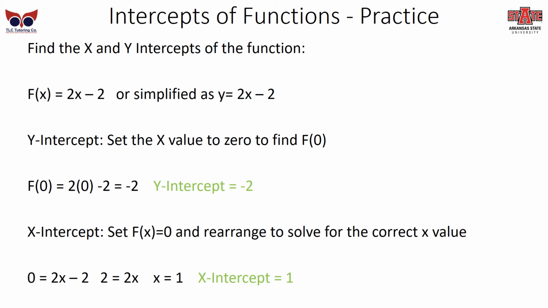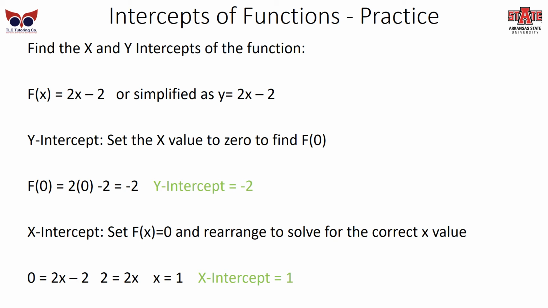So let's try some practice here. Let's find the x and the y intercepts of this function. f of x is equal to 2x minus 2. We could simplify that and write it as y equals 2x minus 2. So to find the y-intercept, we set the x value to 0, and we find f of 0. f of 0 is 2 times 0 minus 2, so the y-intercept is negative 2.